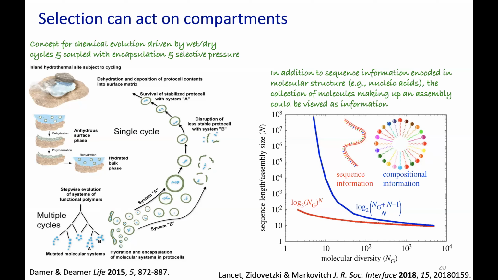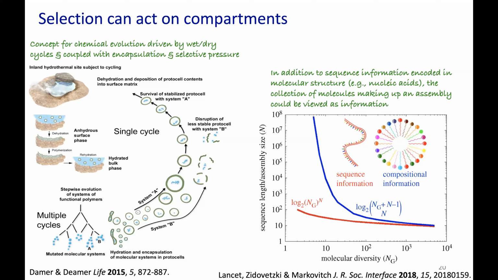So these protocells are carrying encapsulated molecular systems. And generally we think of these encapsulated molecules as the information carrying part of the system. But it's also possible to think about the molecular composition of the assembly itself as information, compositional information. And that's what's being illustrated here, this idea that the actual composition, for example, of this vesicle, my cell, I guess, is the information.